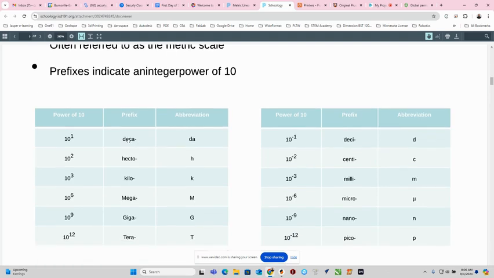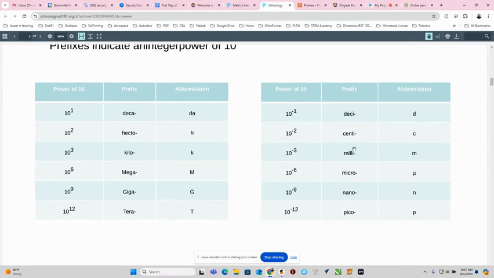So a deca is 10, and you basically add a 0. Hecto, you add 2, and so on and so forth. Deci, you take one away and go down that way. So for a centimeter, there are 100 centimeters in a meter, and there are 1,000 millimeters in a meter. There are 10 decimeters in a meter, and so on and so forth.